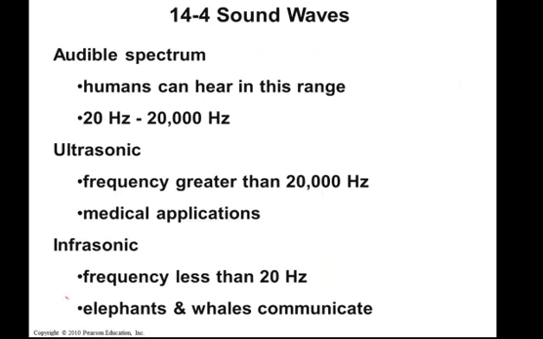When we talk about sound waves, we have the audible spectrum. This is the part that we can hear. This is somewhere in the neighborhood of 20 hertz to 20,000 hertz for the frequency. Ultrasonic means frequencies are greater than 20,000 hertz. So these would be things like dog whistles that we can't hear. And those have medical applications, obviously ultrasounds. There's also infrasonic ranges, and those are frequencies that are less than 20 hertz. And those would be things like elephants and whales. We are not able to hear those frequencies. Those frequencies would be lower than what we could hear.